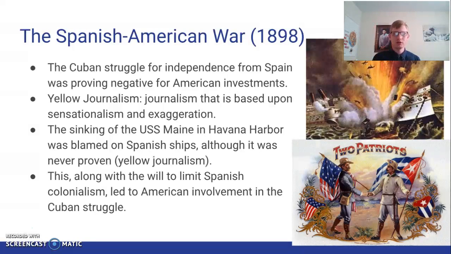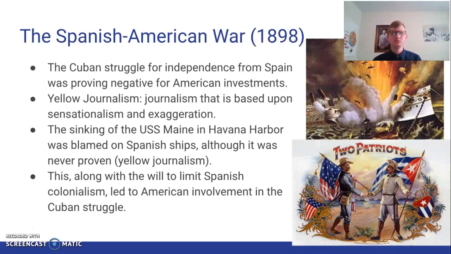A couple, good, okay. So basically, it's journalism that is based upon sensationalism and exaggeration. An example of this that's very important for this war was the sinking of the USS Maine in Havana Harbor, which Americans blamed on Spanish ships, although this was never proven. But it was used as a sort of propaganda to bring the United States into war with Spain. And of course, this was yellow journalism, right, class?